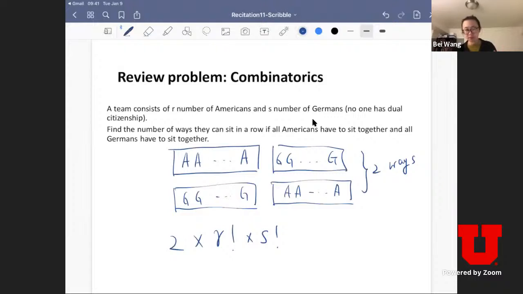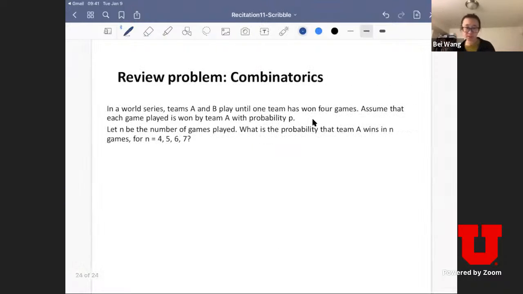Okay, so I'm going to fast forward a bit because this is just a recitation. I want to review one more problem surrounding combinatorics, and in this case we're talking about not counting, but probability. We have seen a few problems regarding the World Series, best of 5, best of 7, and so on. This is an example about best of 4. Two teams are going to play the World Series until one of the teams has won 4 games, and assume that each game played is won by team A with probability P.